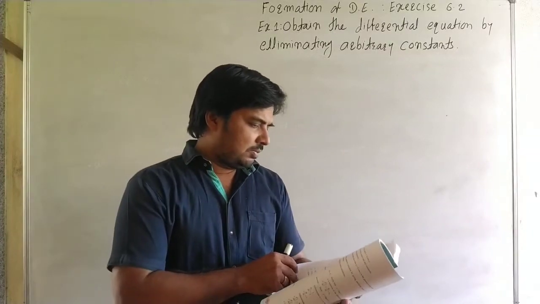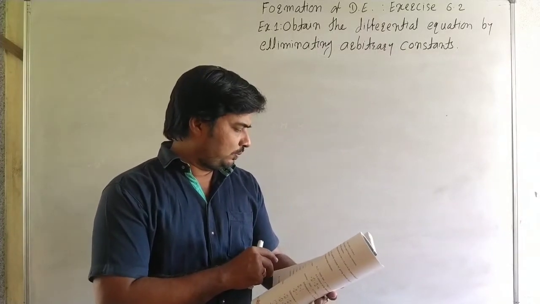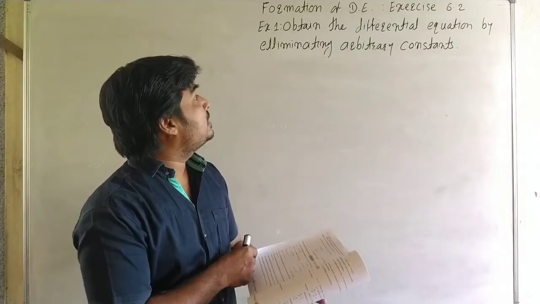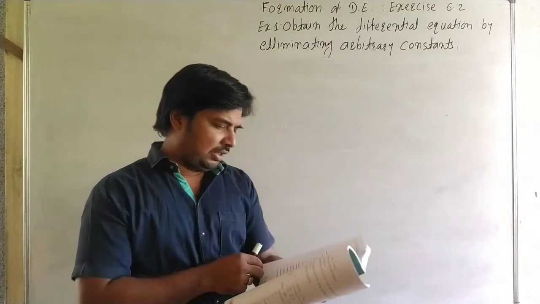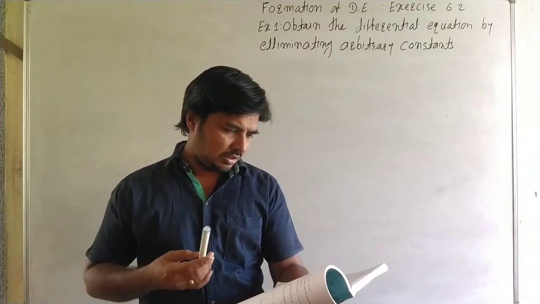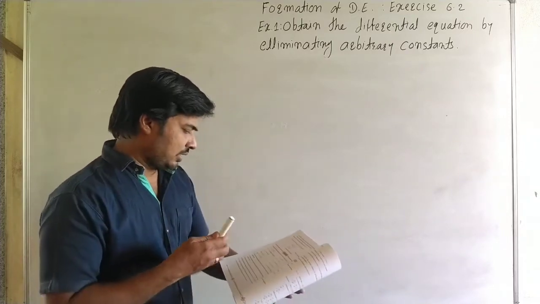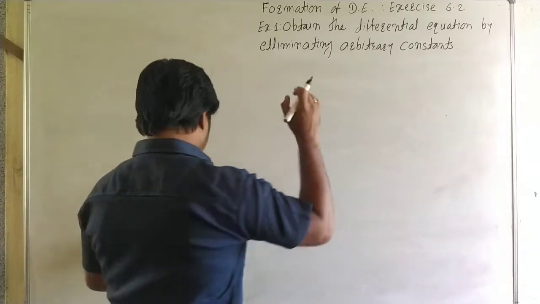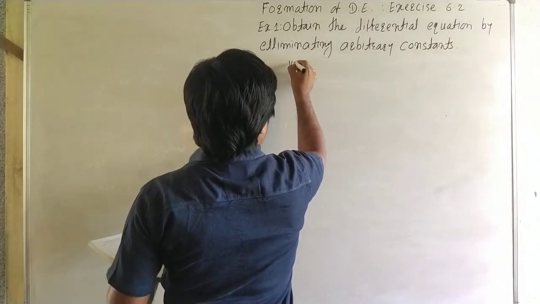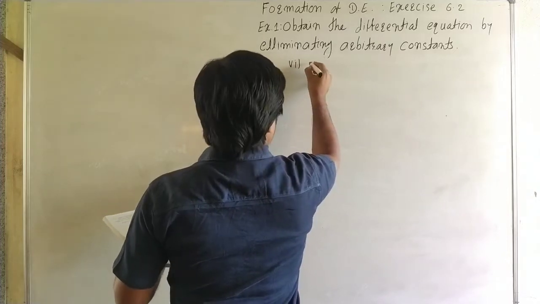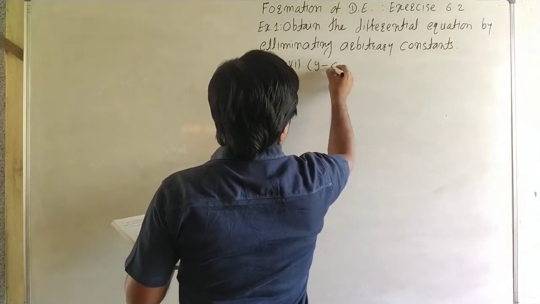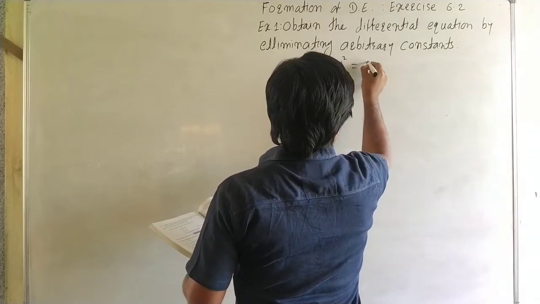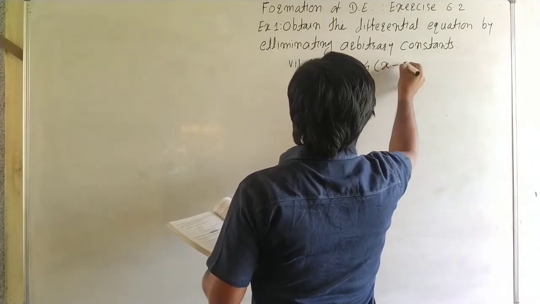Now continue the examples in exercise 6.2. Here the question number 1: obtain the differential equation by eliminating the arbitrary constant. The 5 examples are done in the last lecture. Now the example number 6, the equation is (y minus a) square is equal to 4 into (x minus b).